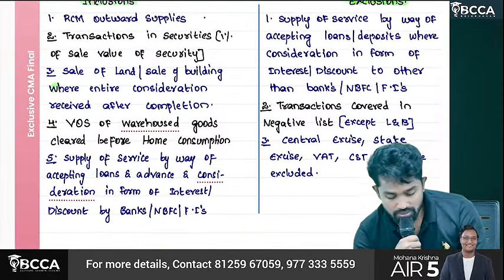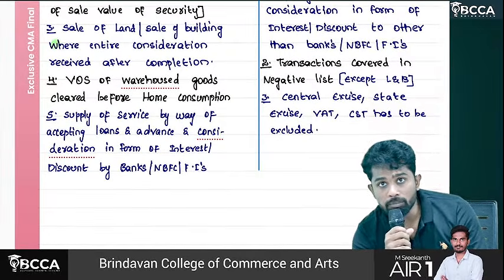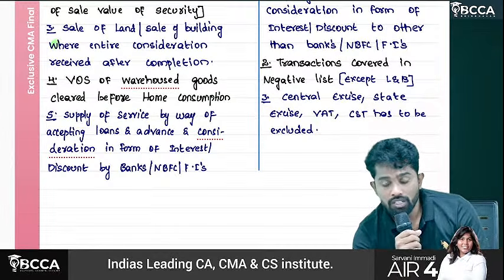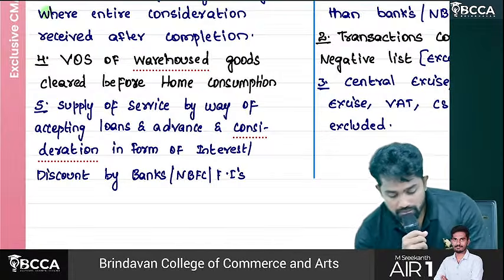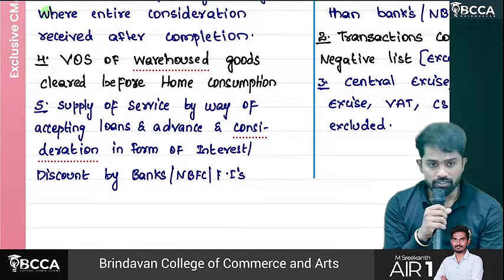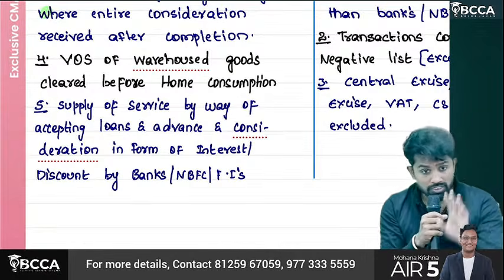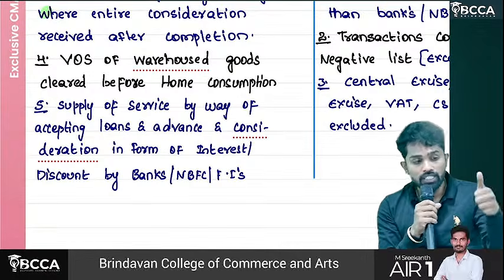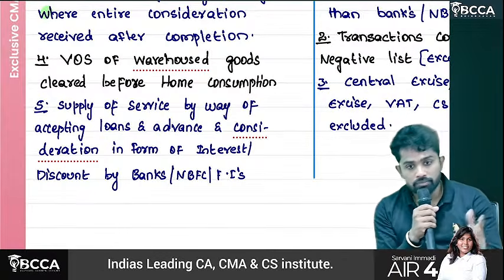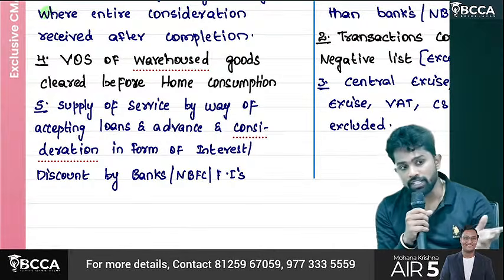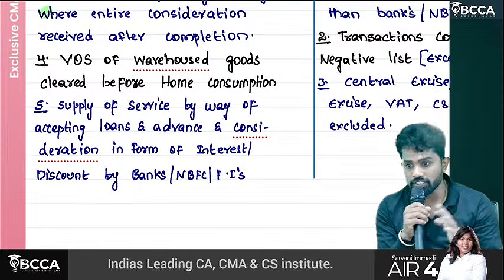Then sale of land, sale of building where the entire consideration is received after completion. Then supply of service by way of accepting loans, that is interest or discount, with respect to banks, NBFCs and financial institutions. Once again, first, RCM outward supplies. Second, transactions in securities at 1%. Third, sale of land or sale of building where entire consideration is received after completion. Fourth, interest and discount to banks, NBFCs, financial institutions.